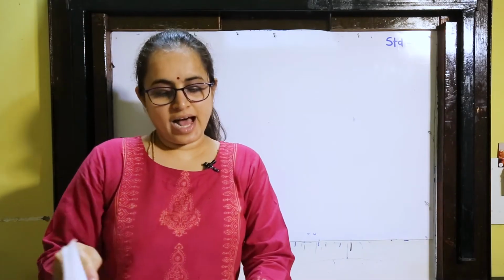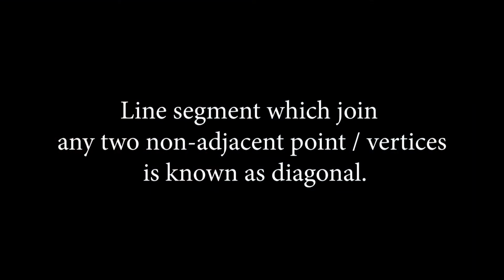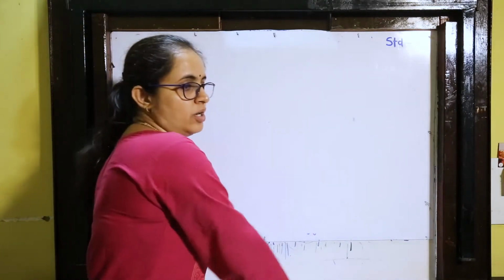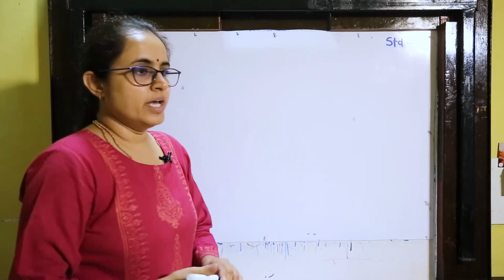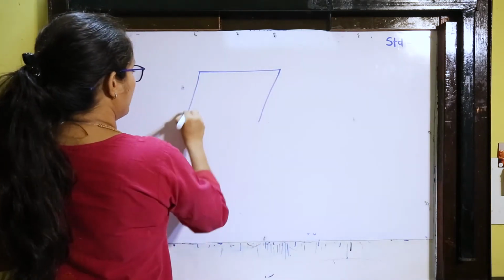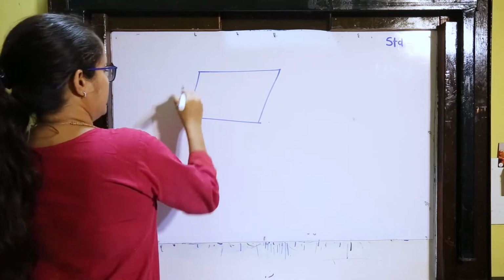Then the last point: the line segment which joins any two non-adjacent points or vertices is known as a diagonal. So these are some properties of the polygon. You have to write them down. For example, let me explain it simply. We have a line ABCD.